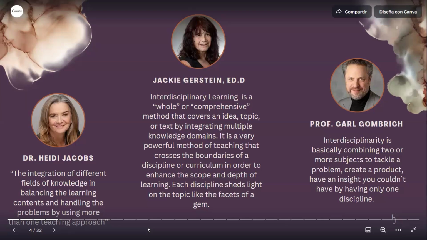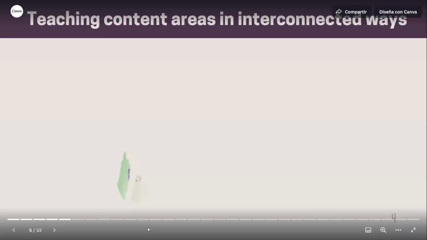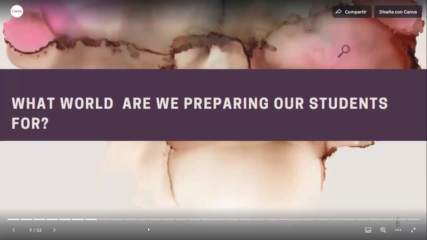And the last reason I would say is that interdisciplinarity develops problem-solving strategies. When one student uses what he or she knows from other content area to build new understanding and a solution, well, that's it. This is the way, in my opinion, it works. So, let's move forward.